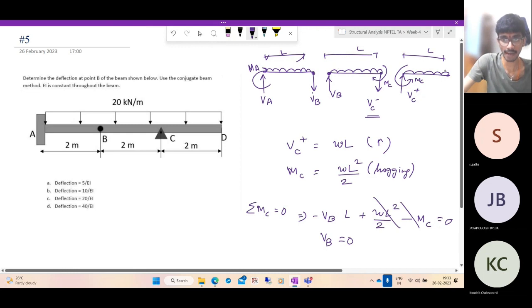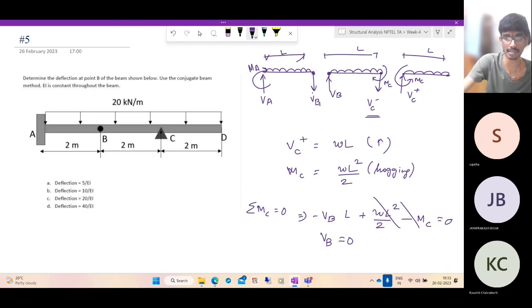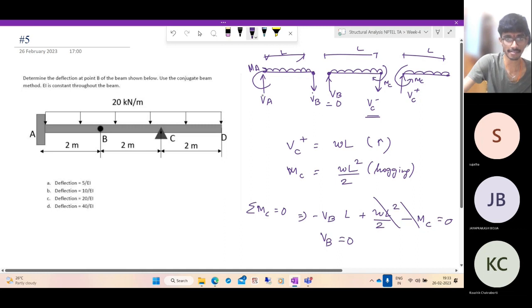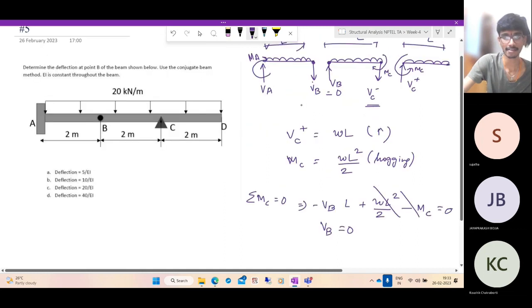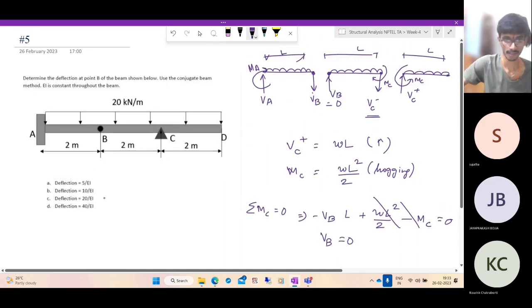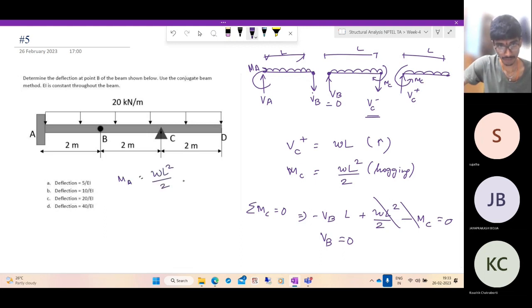Therefore, it means that this part of the beam is not at all interacting with this. So there is neither a shear force nor a moment that is transferred. So this is equal to 0. Nothing is transferred from this side to this side. So it is just the usual cantilever, which means MA is WL square by 2 hogging and VA is WL upwards.